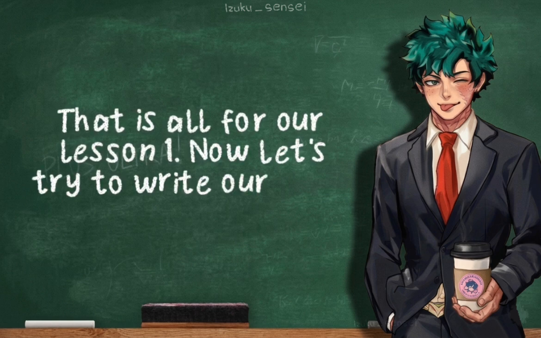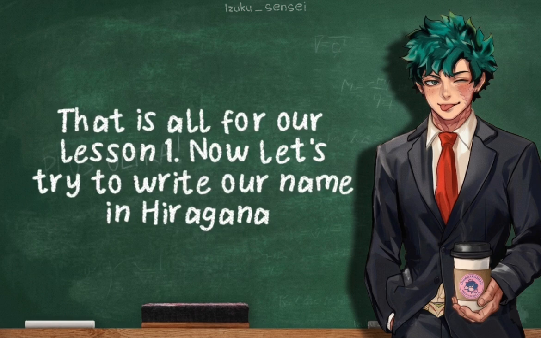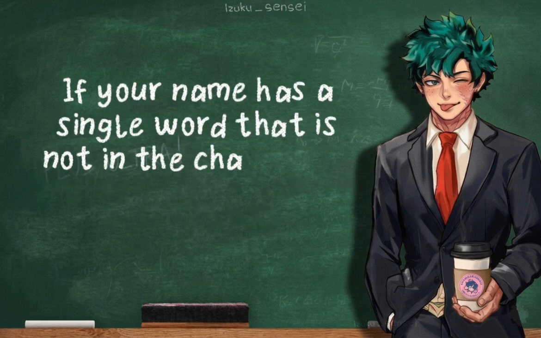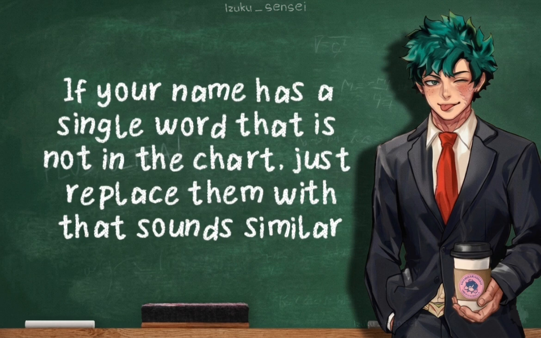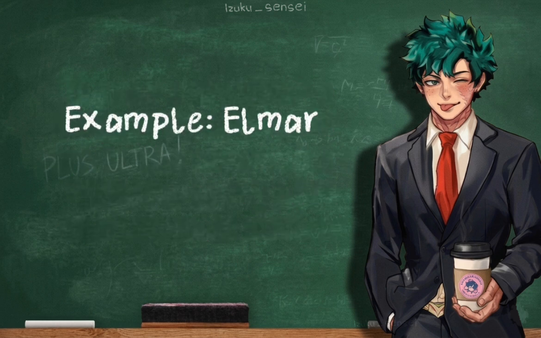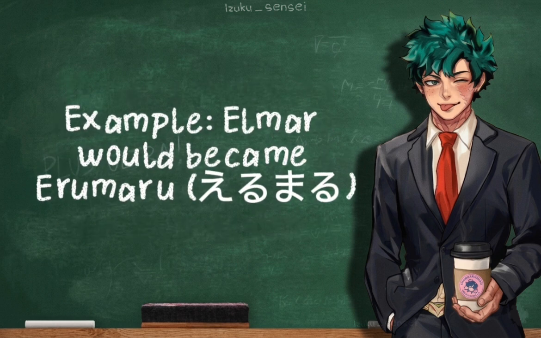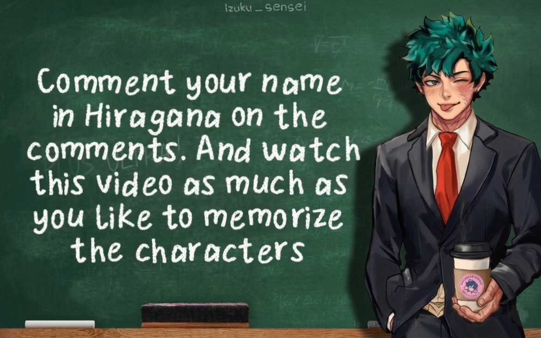That is all for our lesson 1. Now, let's try to write our name in hiragana. If your name has a sound that is not in the chart, just replace it with a similar sound. For example, Elmer would become Erumaru. Comment your name in hiragana in the comments, and watch this video as much as you like to memorize the characters.